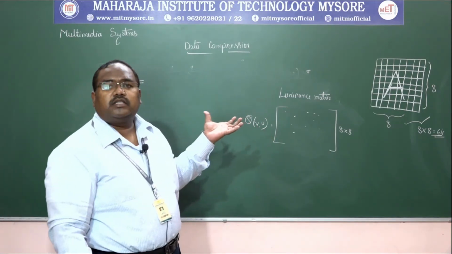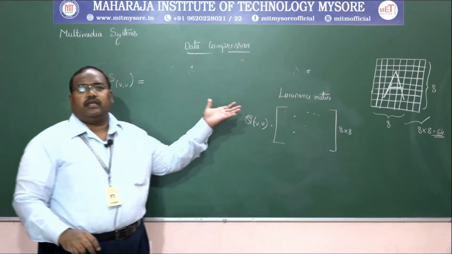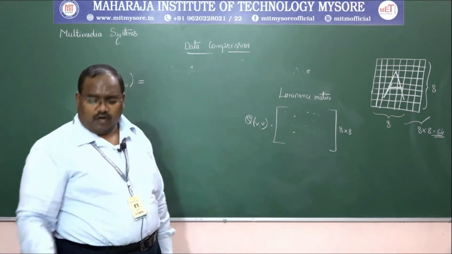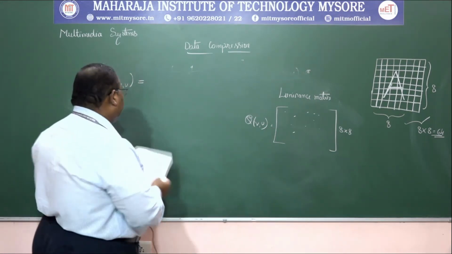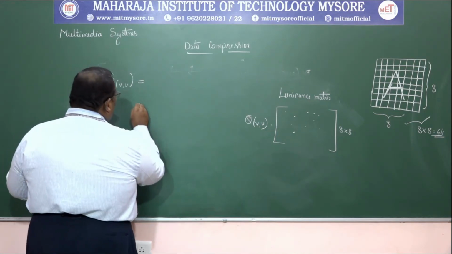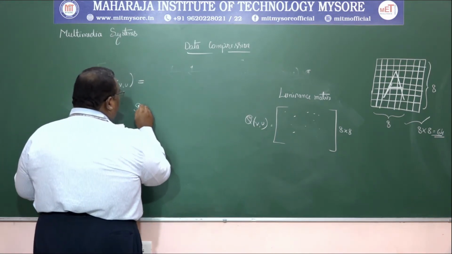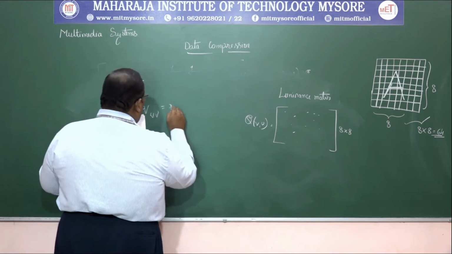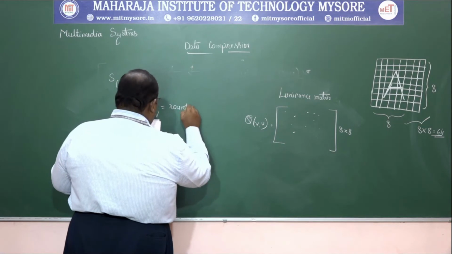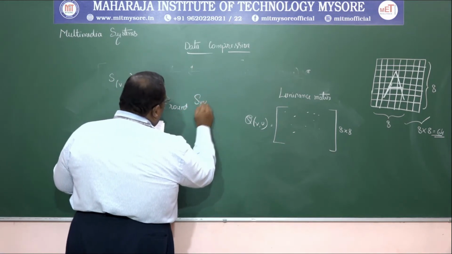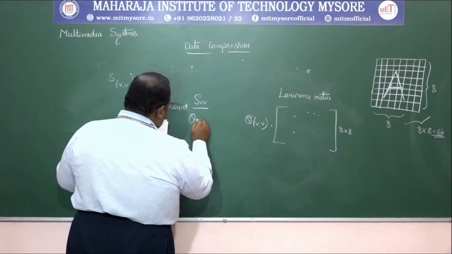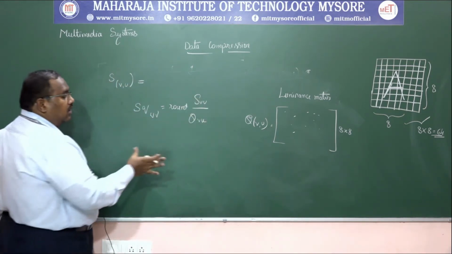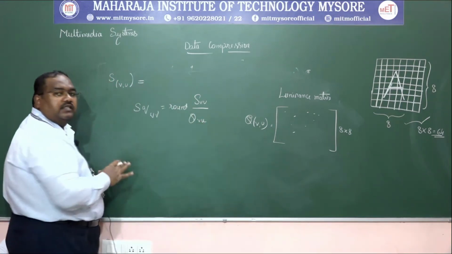So the luminance matrix, how does it look? You can see it here. It is a standard matrix. Now we would apply the formula. That formula is small s of Q of VU is equal to round of capital S of VU by capital S of capital Q of VU. It means we are dividing and rounding the result.